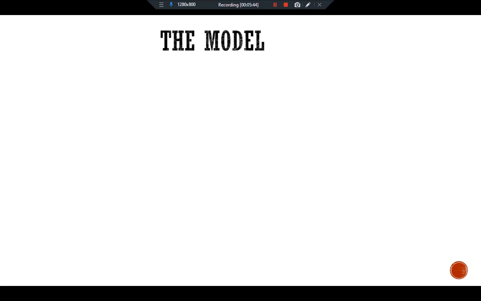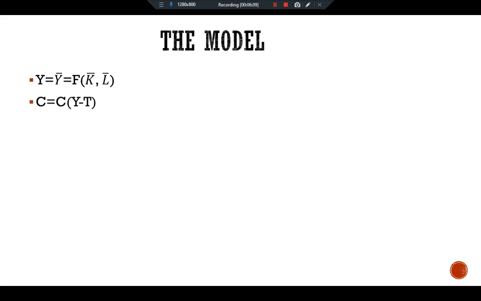Okay, the model. To build the model of a small open economy, we take three assumptions. The first is that the economy's output is fixed. We have Y equal to Y-bar, or Y fixed, and we have K-bar and L-bar. This means that the factors of production are also fixed.